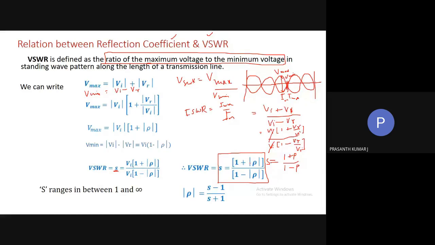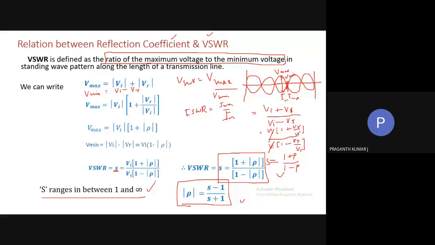If you apply componendo and dividendo, you will get the value of rho in terms of S. So here rho equal to S minus 1 by S plus 1. These two are important relations, between VSWR and reflection coefficient, and reflection coefficient and VSWR. Now the value of S ranges between 1 and infinity.